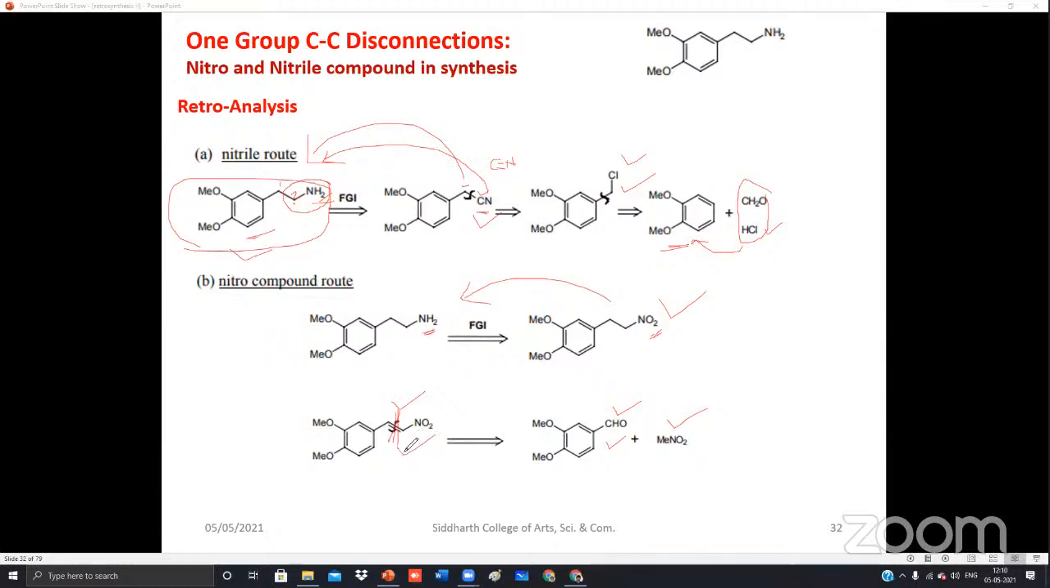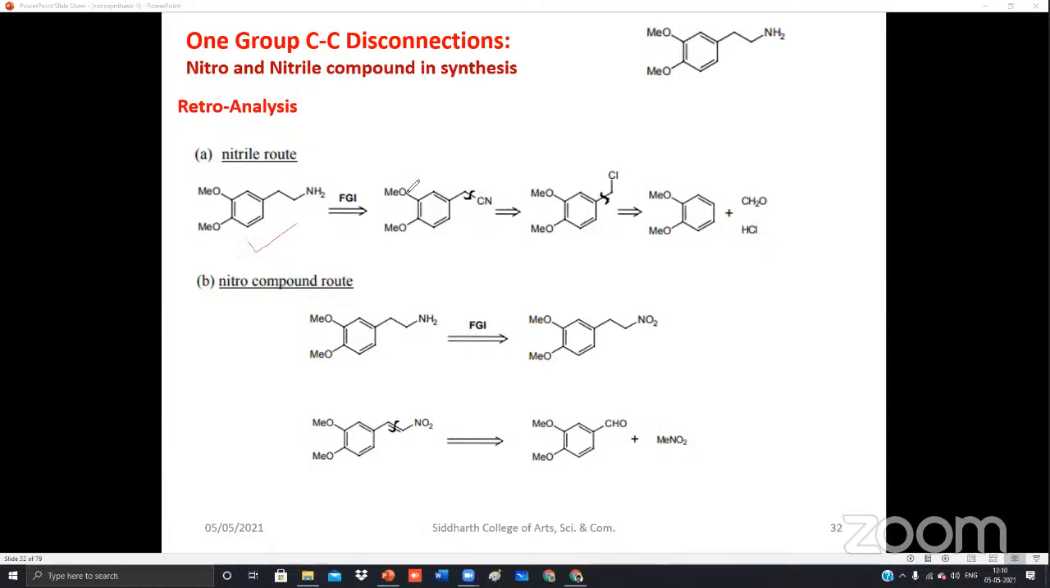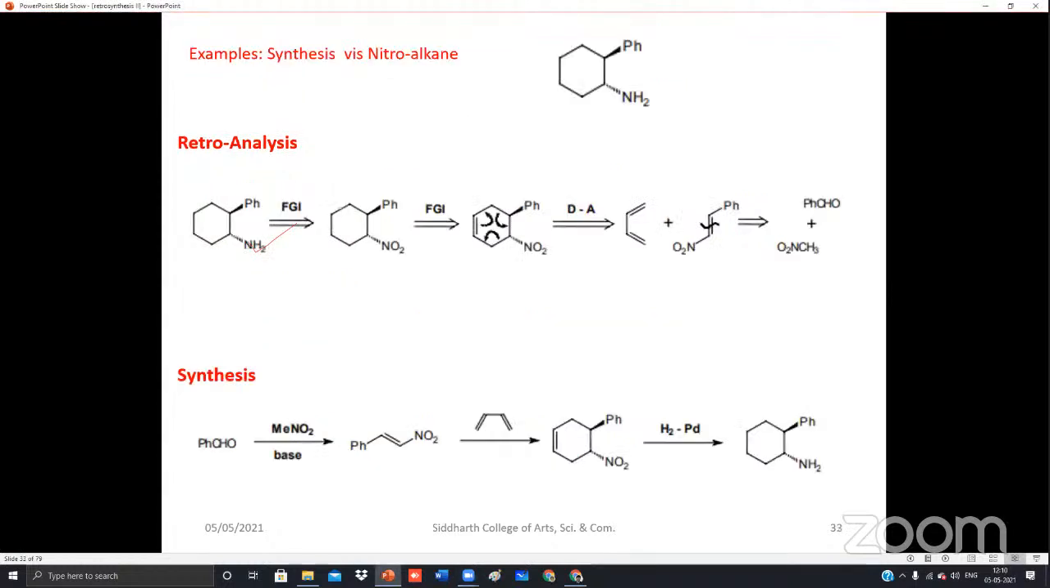And this alpha-beta nitro compound can be reduced by hydrogenation. If you do the hydrogenation in one stroke, you can have the reduction of the double bond as well as the nitro group, and you will end up with this compound. So this way, how simple it is to tackle this sort of molecule in both ways, by using the nitrile as well as the nitro. Let's see some of the same synthesis over here.